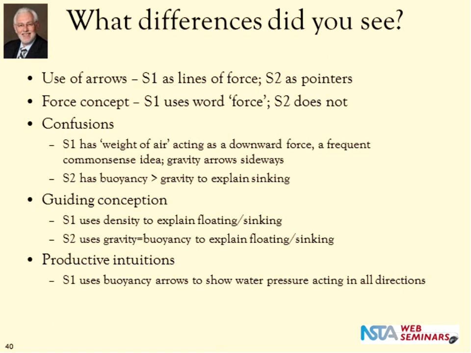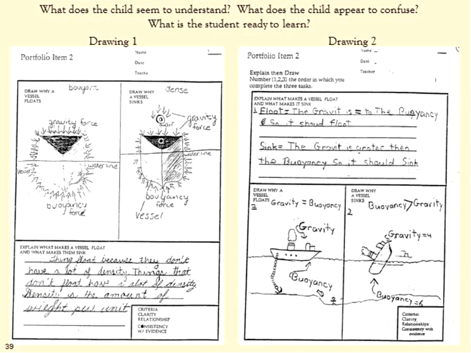Did you notice that student 1 has weight of air acting as a downward force? This is a frequent common sense idea, and he or she also has the gravity arrows showing sideways. Here's the gravity arrows sideways, and below the line.